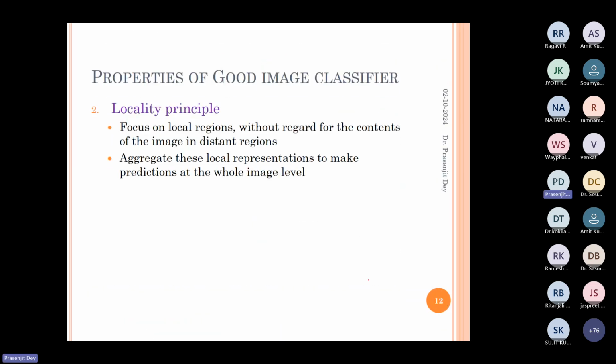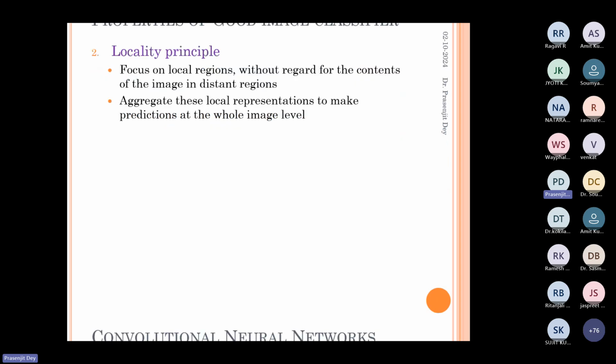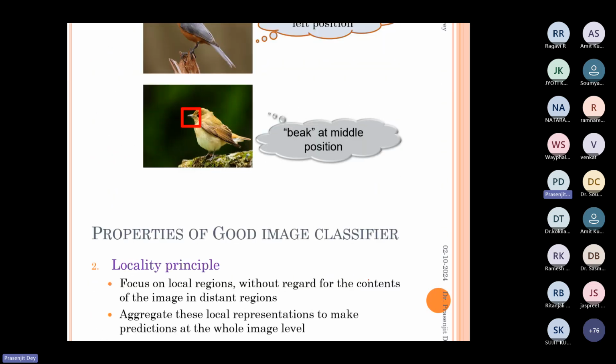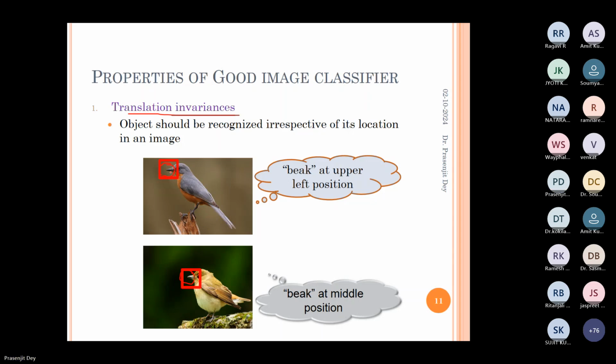Next is the locality principle. By that, I can go to the previous slide and talk about it. Suppose I am searching for the beak of a bird. I should not see the whole image and check whether it forms a beak or not. Rather, I will look into a local region and try to find the beak of a bird. So if you want to search for something, you need to search locally in a small, concise region, rather than looking into the whole picture and trying to find out whether it is there or not.